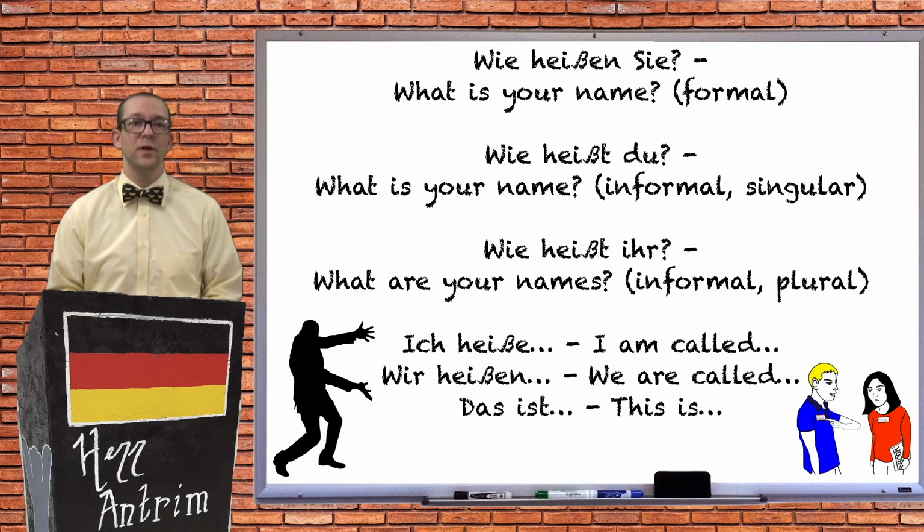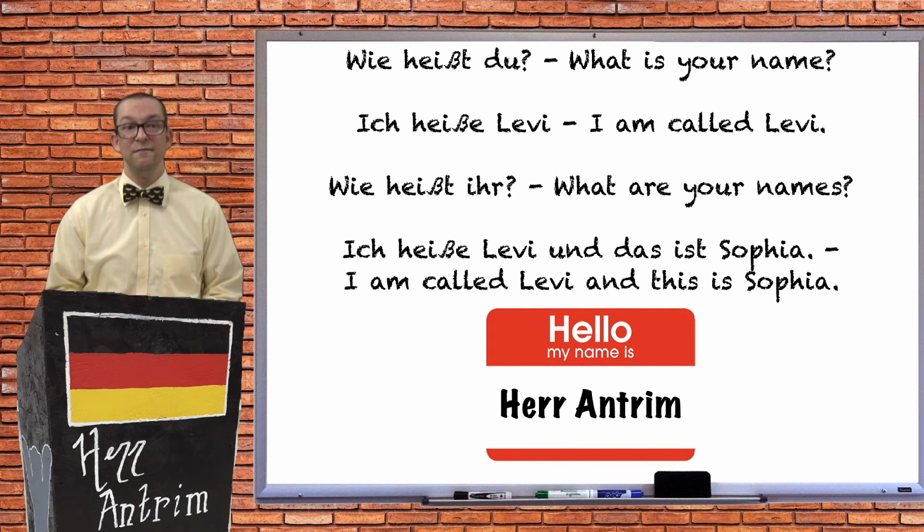In order to answer this question, you would say Ich heiße. And then your name. If you're answering for yourself and another person, you could say Wir heißen and then both of your names, but it's much more common to introduce yourself as Ich heiße and then your name, followed by Das ist and then the other person's name. For example, Wie heißt du? Ich heiße Levi. Wie heißt ihr? Ich heiße Levi und das ist Sophia.